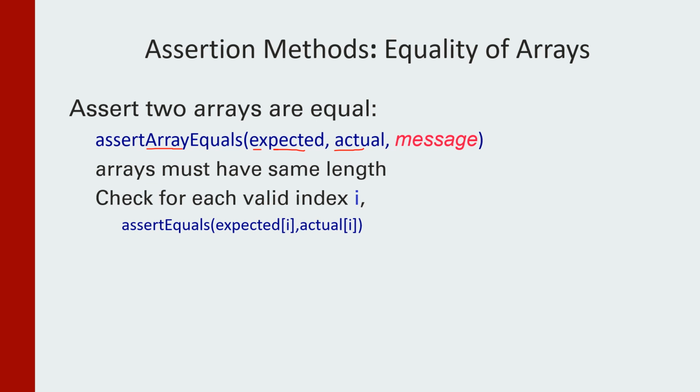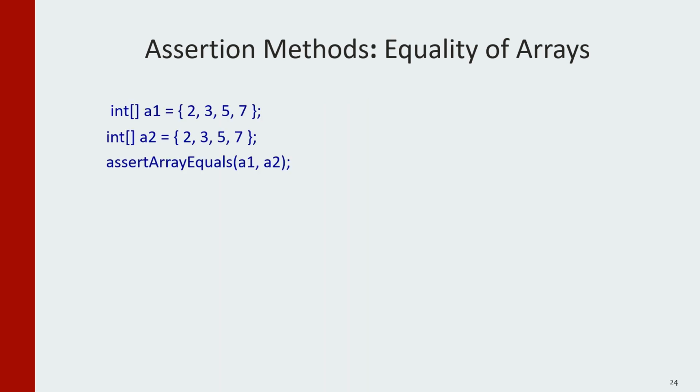Let's look at some examples. So in the first example, I have int a1, which is equal to 2, 3, 5, 7, and the second one is int a2, which is equal to 2, 3, 5, 7. So these are, in brackets, two int arrays, and I'm going to do assertArrayEquals a1 and a2. And if I go element by element, I'll see 2 equals 2, 3 equals 3, 5 equals 5, and 7 equals 7. They're the same length, and each element is the same, so this will be good.